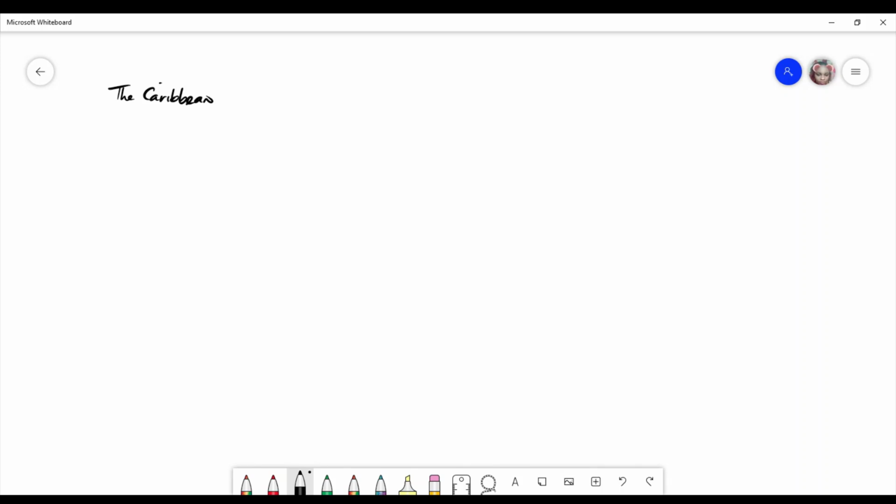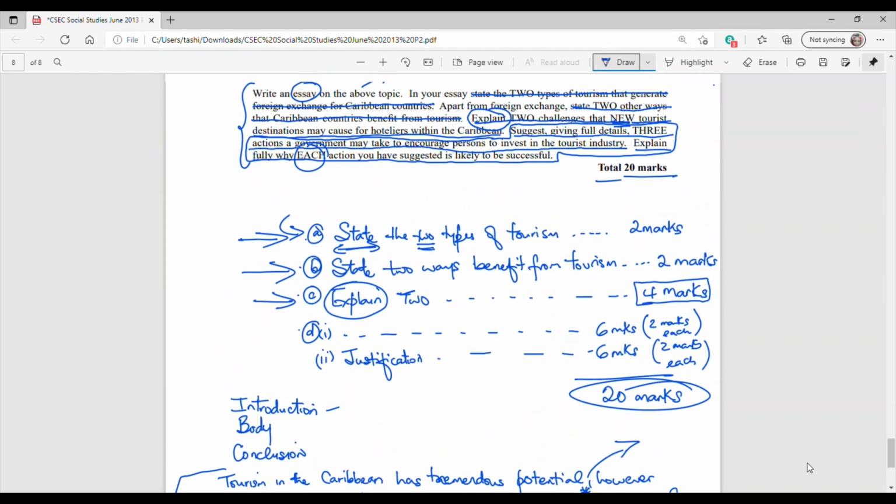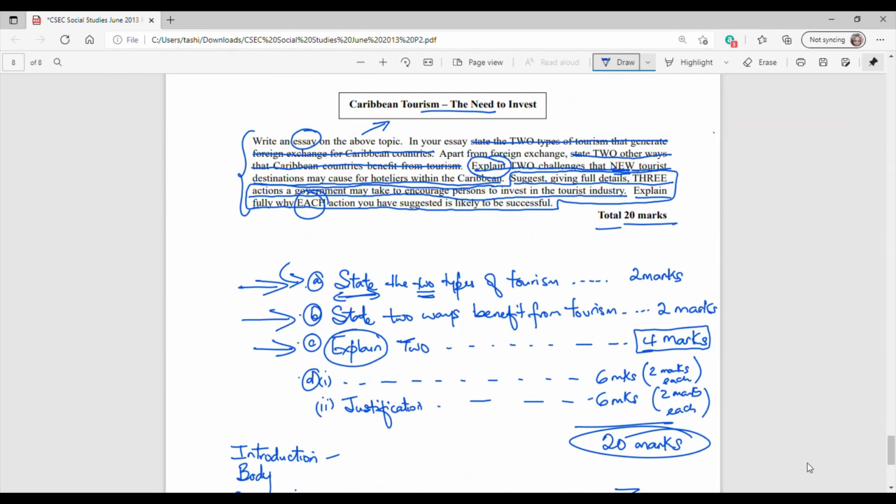This would require additional spending, which these Caribbean countries would not have and would put them in further debt. So that would have been our second challenge, and we would have just explained that. So that would have covered the explanation of the two challenges. So the other section that we would have now is the part that is asking us to suggest, giving full details, 3 actions the government may take, and then we are going to explain each of those actions.